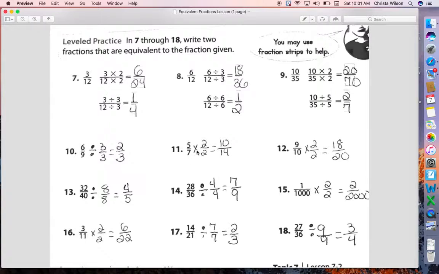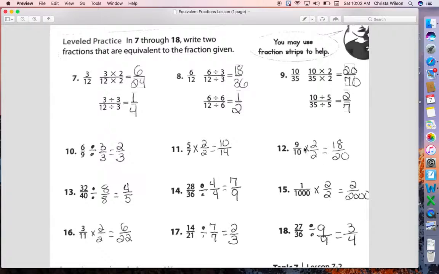Number 11. This one is in its smallest form. They don't have a common factor together. 5 and 7 do not have a common factor. So we had to multiply 5/7 by 2. Whatever you multiply the top, you do the bottom. So we created an equivalent fraction of 10/14.